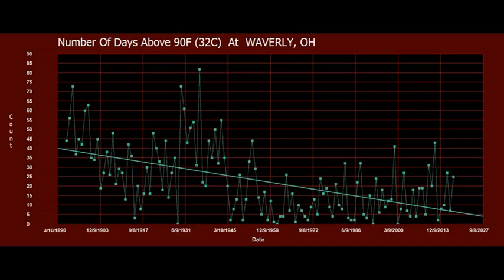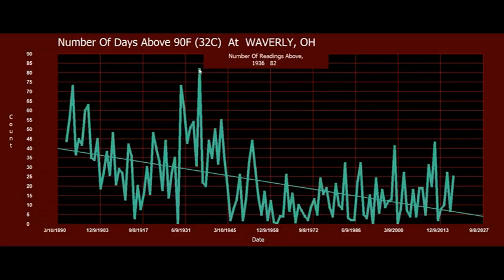It's not easy work for climate alarmists to find the best point to start their phony graphs at, so I've developed some software to help them out. This graph shows the number of days above 90 degrees Fahrenheit at Waverly, Ohio for every year going back to 1895. You can see that there used to be a lot of 90-degree days at Waverly. Let me hover over this point. This is 1936. They had 82 90-degree days in 1936 at Waverly, Ohio.